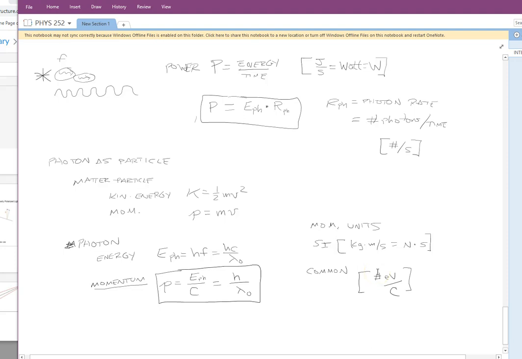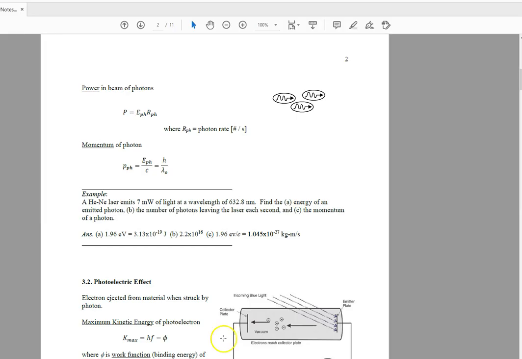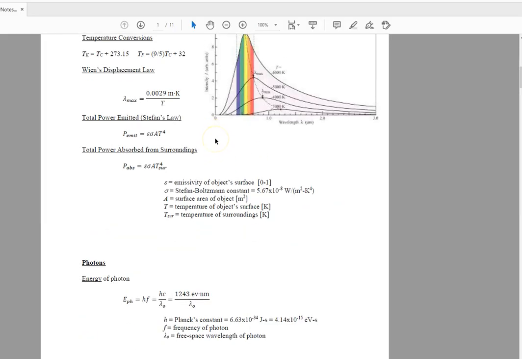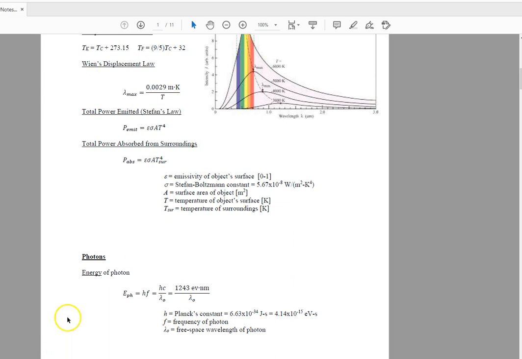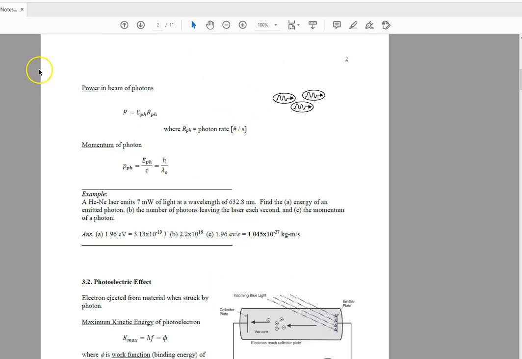We'll do an example where we use the idea of power and momentum. And in fact, let me go to the summary notes right now and show you the example we're going to do. So here are the summary notes for photons. Right here, here's the energy of a photon. We've talked about that. And then if I go to the next page, here's the formula we just developed for the emitted power: energy of the photon times photon rate. And here's the momentum of the photon, the momentum equation. Here's the example I want to do right here.